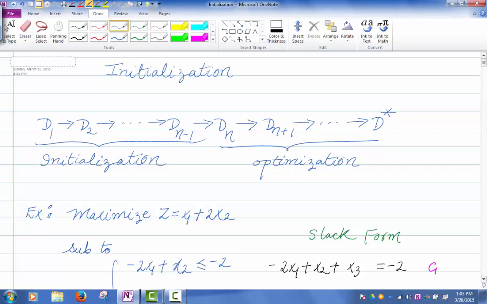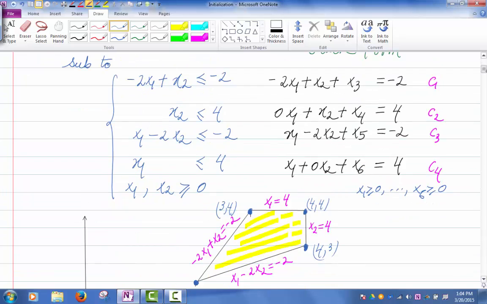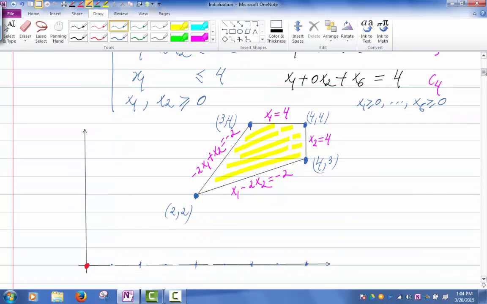Okay, so remember initialization once again. This is where the initial dictionary happens to be infeasible, and then you want to come to a feasible dictionary, and then you can run the same optimization phase as we did before. Now, last time we looked at this example, and the feasible region for that example, we see that 0, 0 is not part of that feasible region.